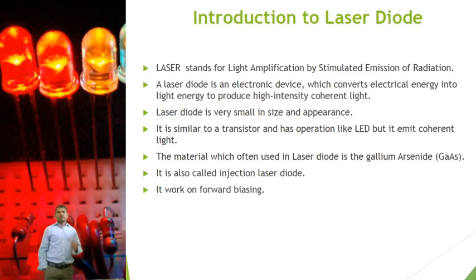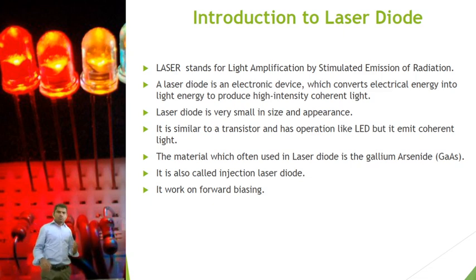Here we know what comes before the laser diode. LASER stands for Light Amplification by Stimulated Emission of Radiation. A laser diode is an electronic device which converts a given electrical signal into a light source. That is nothing but a laser diode. Here we are getting a high intensity coherent light output, a high intensity coherent beam output.